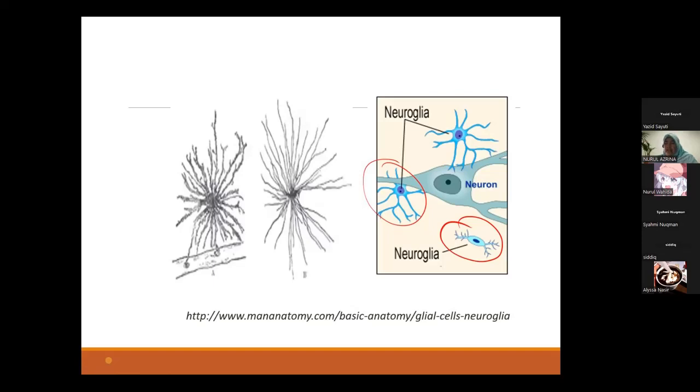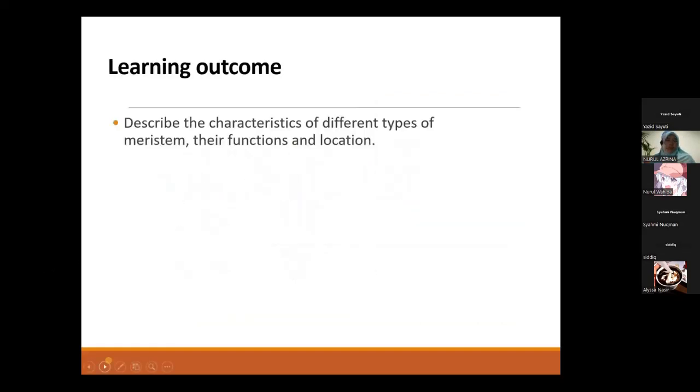Tak ada? Okay, so kalau tak ada, then we put aside all the knowledge related to animal tissue: epithelial tissue, muscle tissue, connective tissue, and nervous tissue. Okay, finish. Now let's proceed and explore plant tissue.